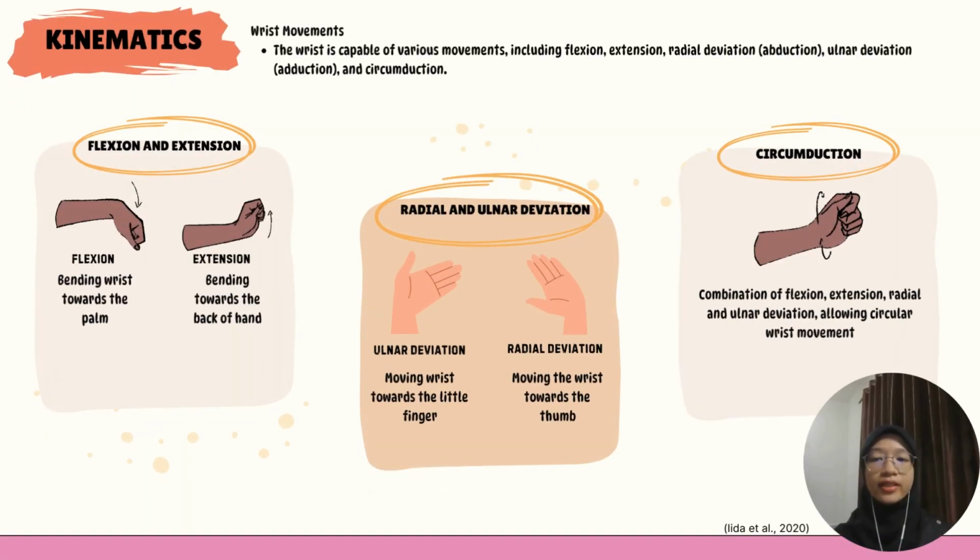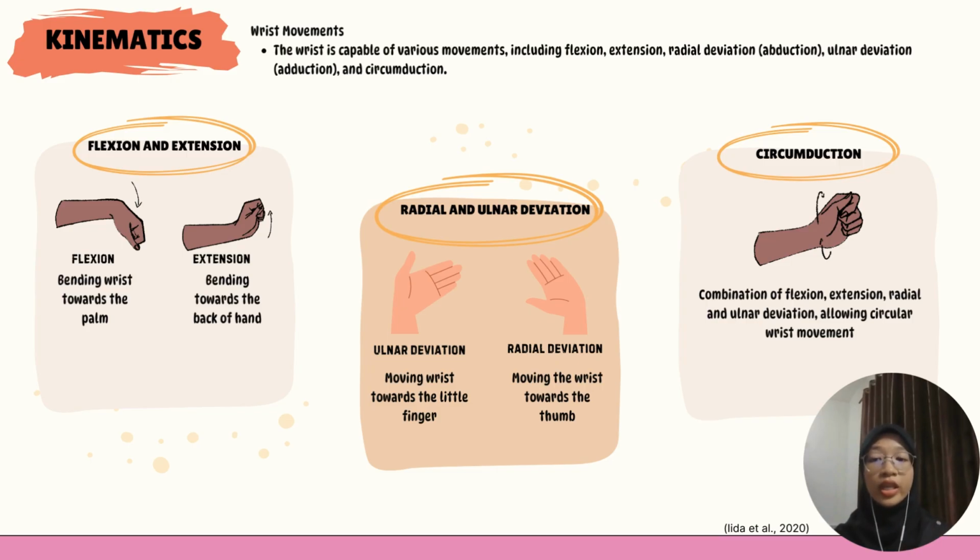For kinematics, the wrist is capable of various movements, including flexion, extension, radial deviation, ulnar deviation, and circumduction. For flexion and extension, flexion is when the wrist bends toward the palm, the carpal bones glide over each other and the radius, with the proximal row moving posteriorly relative to the distal row. While for extension, the wrist bends backwards away from the palm, the carpal bones glide over each other in the opposite direction, with the proximal row moving anteriorly relative to the distal row.